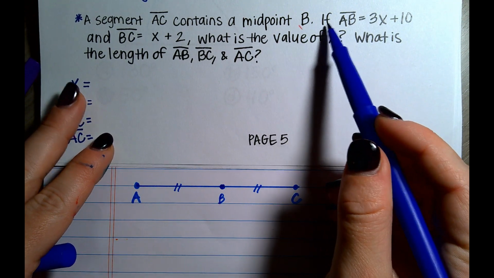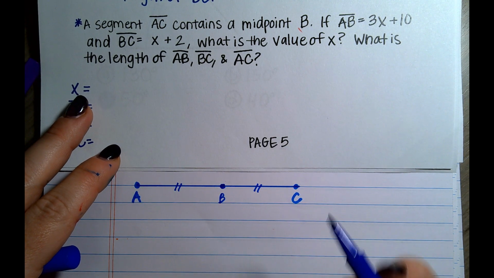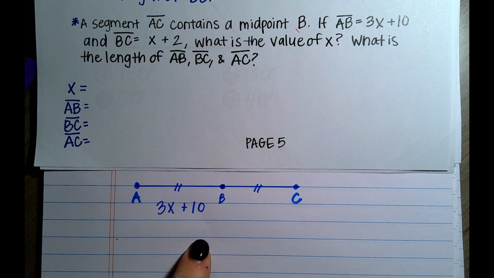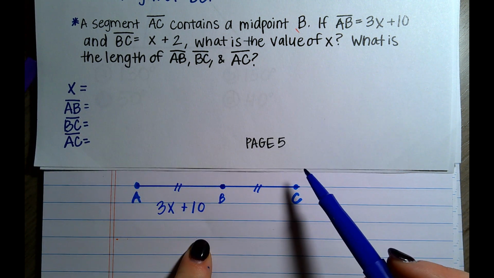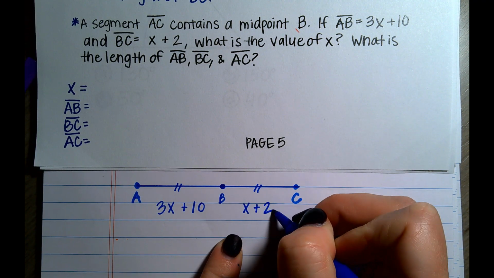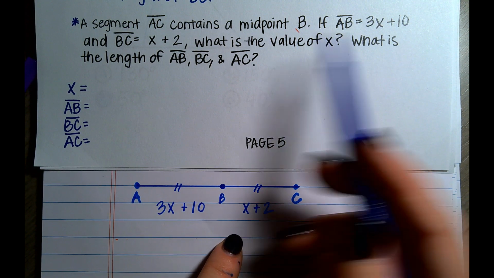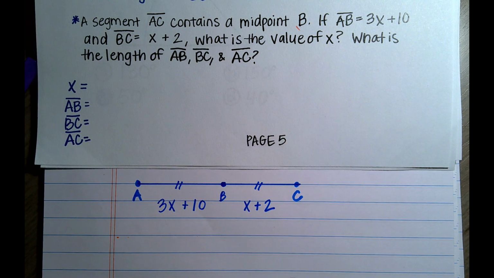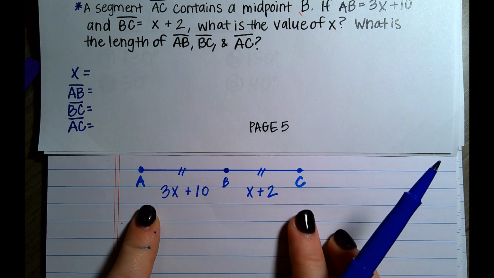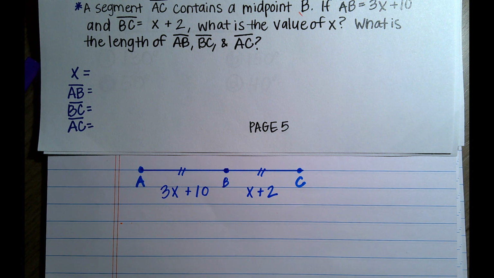It says if AB, so this part, is 3x plus 10. So I'm going to write that here. From A to B, it's 3x plus 10. And BC is x plus 2. So here's BC, x plus 2. What is the value of x? Okay, and then what is the length of AB, BC, and AC? So I have these two values, and I know they're equal to each other. What equation could I write to solve for x?